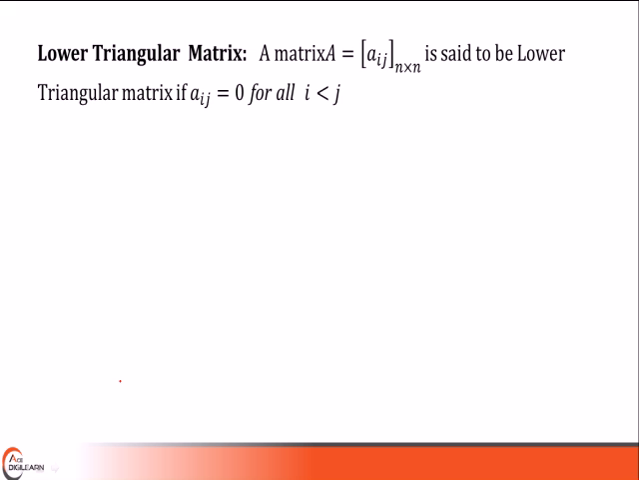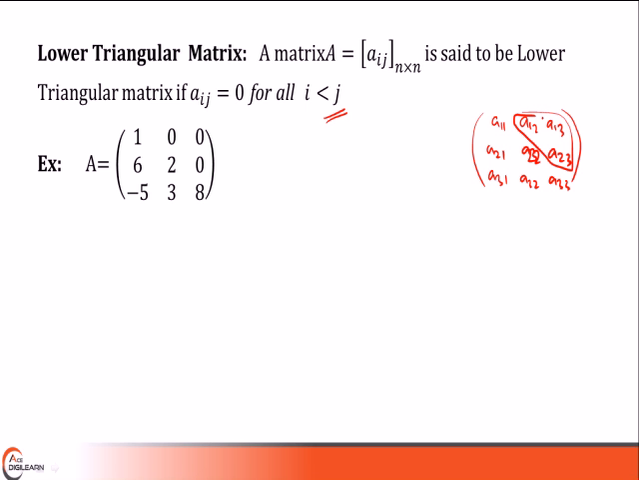Next, coming to lower triangular matrix, a matrix A equals to [aij] of n by n is said to be a lower triangular matrix if aij equals 0 for all i less than j. So as opposite to the upper triangular matrix, these are the elements which satisfy the property i less than j, so these three must be 0. So you can look at the example. These are the elements which satisfy the property i less than j, so it is called a lower triangular matrix.